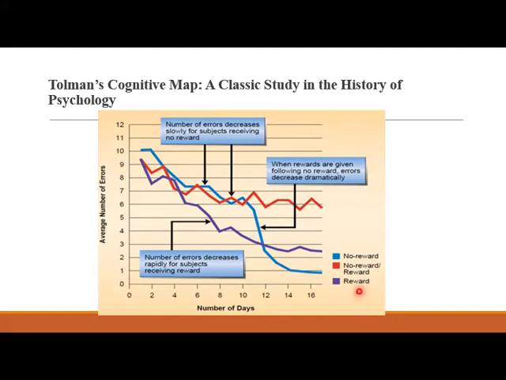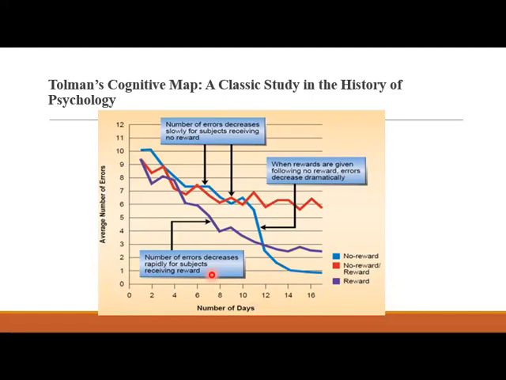Now first we will talk about the reward group. The number of errors performed by the rats in the reward group decreased rapidly, while the errors performed by the rats in the no reward group decreased very slowly. In the no reward or reward group, till the 11th day the errors were also decreasing very slowly, but after the 11th day, when they saw that they were receiving a food pellet, the errors decreased very dramatically.